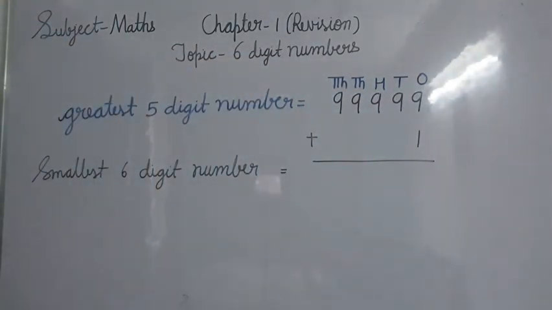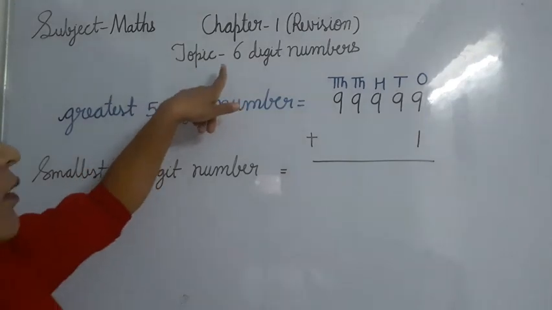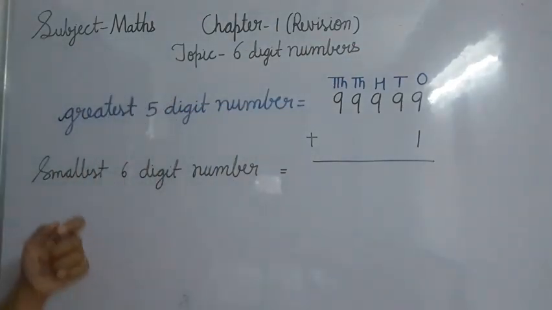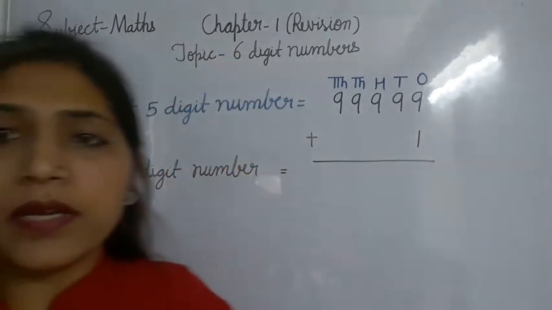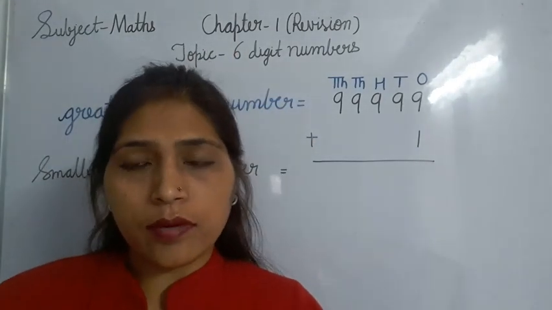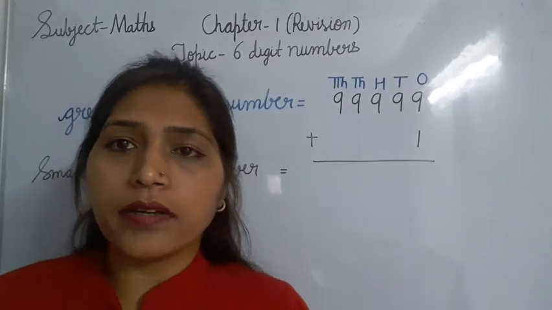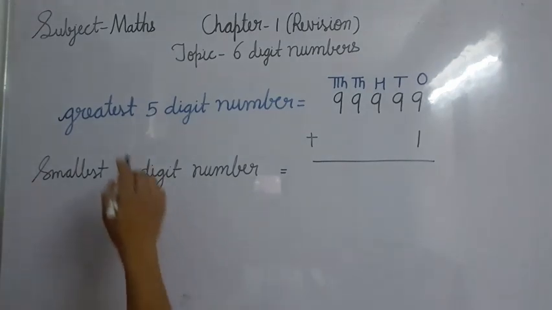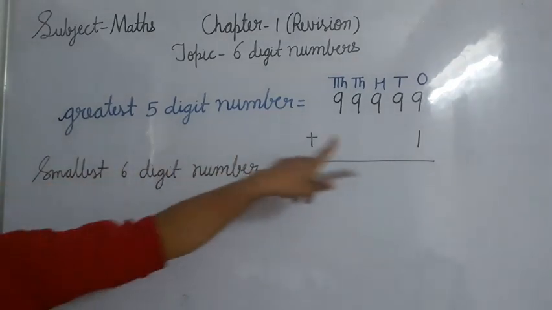So now chapter 1 revision is going on. Yes, chapter 1 numbers revision is going on, and today's topic is 6 digit numbers. In our previous video we covered the 5 digit number, expanded form, and standard form. So today we are going to start the 6 digit number. Let's see how we'll get the 6 digit number.